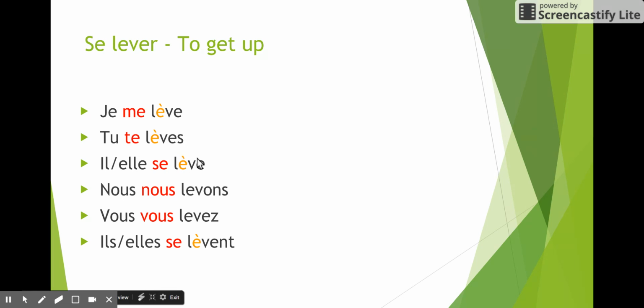Listen to me say the conjugations and try and figure out why we've got an accent on only some of them. Lève, lèves, lève, levons, levez, lèvent. Can you hear that the accent makes a different sound? Without the accent, it's a different sound. So this is one that we have to remember by heart.